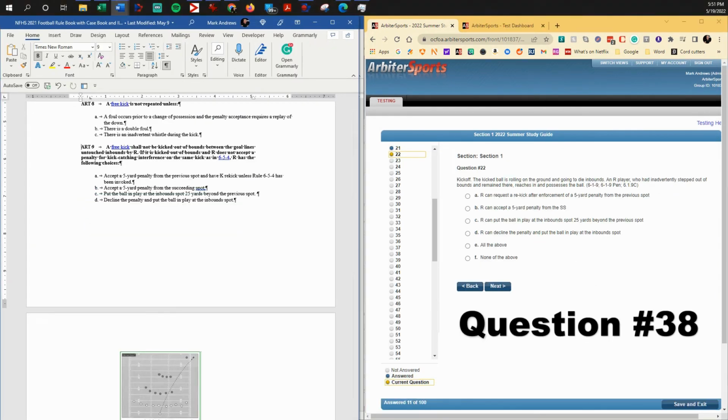Question 22. Kickoff. The kicked ball is rolling on the ground and going to die in bounds. An R player who inadvertently stepped out of bounds and remained there reaches in and possesses the ball. What do we have? So before we talk about what this is, let's talk about what it isn't. This is not illegal participation. If he had done it on purpose, which is part of the rule that the player purposely goes out of bounds, then it's a different story. But this is an inadvertent stepping on the line.